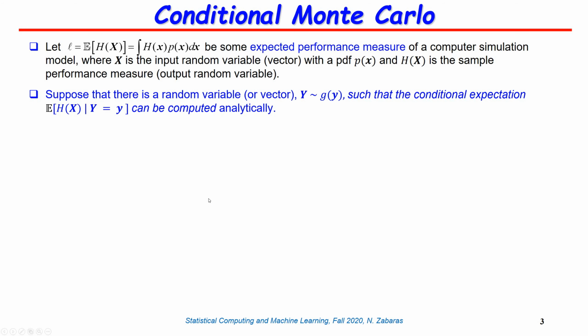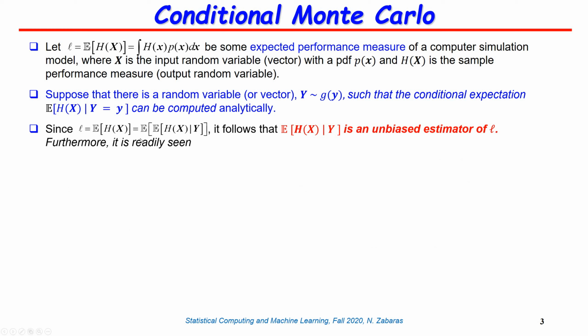Now let's make the following observation. Let's say that we have a random variable y that is maybe drawn from some underlying distribution g of y. And that random variable y is such that if I compute the expectation of h of x given y, that expectation maybe can be computed very easily, and maybe in particular can be computed analytically. So we make that assumption that somehow it is very easy to compute this conditional expectation of h of x given y. Now, how can we actually use this?